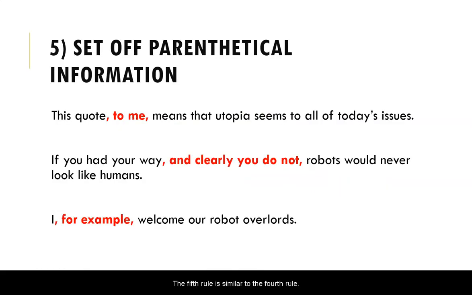The fifth rule is similar to the fourth rule. It's used to set off parenthetical information in a sentence. Parenthetical is something that interrupts the flow of the sentence, like an aside that you might say under your breath. As with some of the previous rules, the information between the commas could be removed and the sentence would still work.